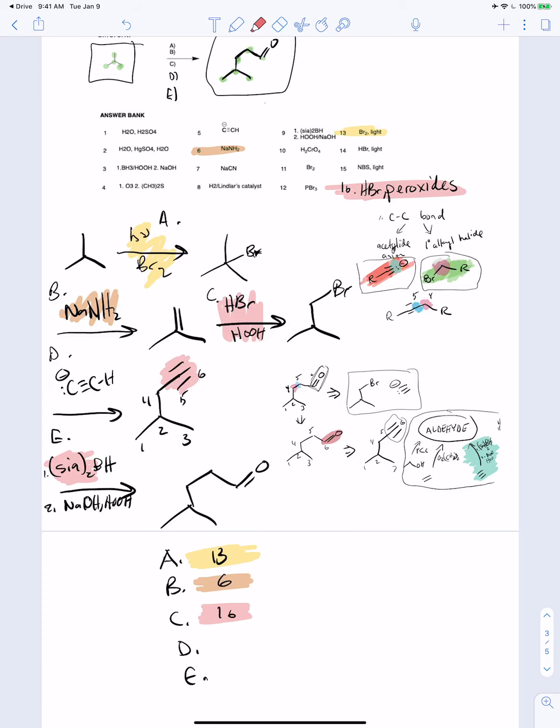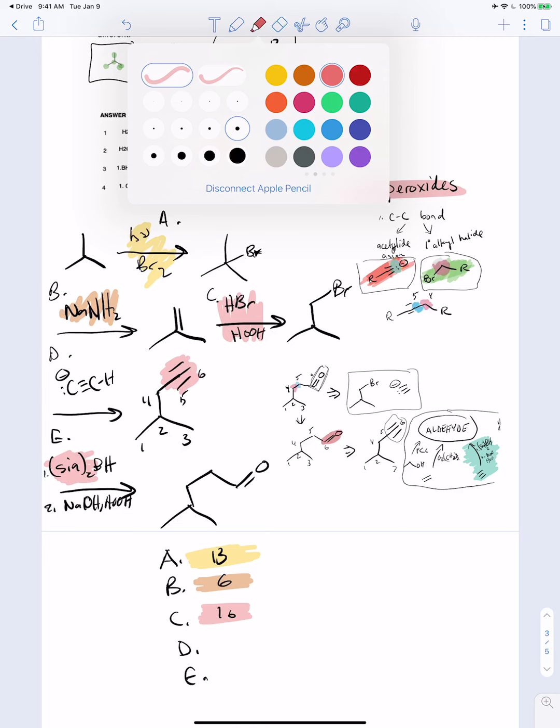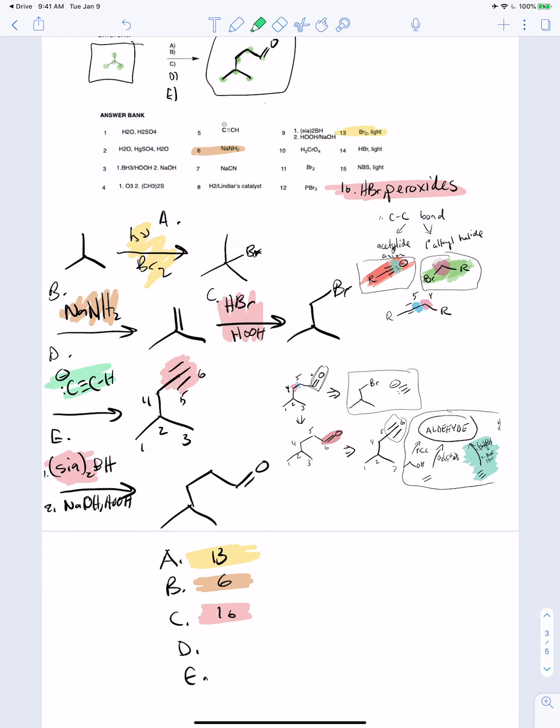And then D is the acetylide anion, which is this, which we know where that is. It's the first thing we noticed in there. And that's going to be answer 5. And then finally E, that's just going to be this borohydride reagent. We come back and check that out, and we put that in. So that's going to be 9. And so that would be your answer list for that.